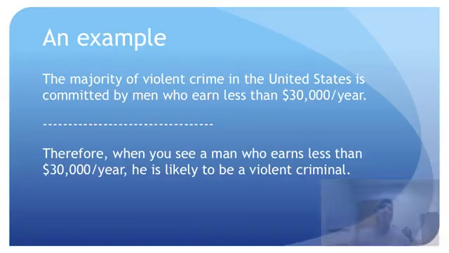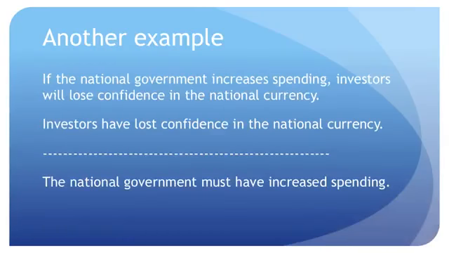Here's another example of a fallacy. Consider this argument. Premise 1. If the national government increases spending, investors will lose confidence in the national currency. Premise 2. Investors have lost confidence in the national currency. Conclusion: the national government must have increased spending.